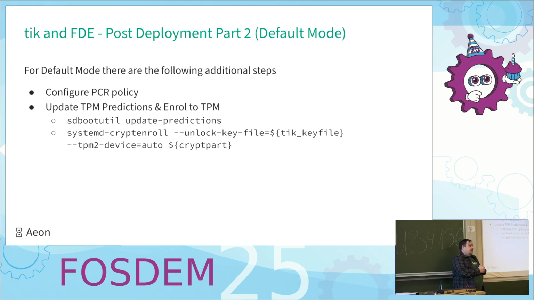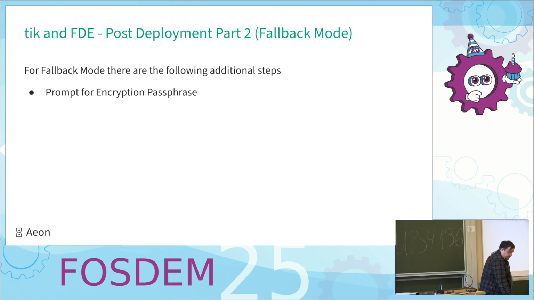Then in default mode, there's a couple of extra steps because we're doing all this TPM pairing, so we configure our PCR policy, which I'll talk about a bit more later, and then update those predictions for the system and enroll it into the TPM. So the fde-boot-util just reads that config and figures out the entries for every PCR I'm interested in, and then systemd-cryptenroll nicely, simply pairs it all up, and away we go. And in fallback mode, of course, none of that TPM stuff is needed. You just ask the user for a passphrase.